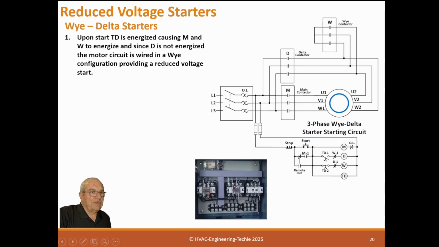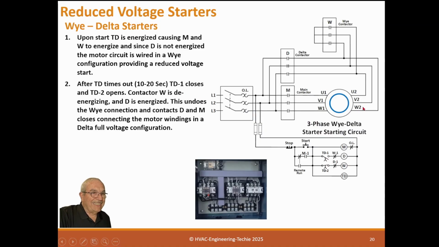The disconnect device is upstream on this one. And what happens when we wire it with the M wired and then bring this up here to D, which just wires these 3 together, is it puts it in a Y configuration. And when that happens, the motor's running down around 60% speed or so. So that allows us to start at lower speeds, and that means lower current because we have low speed.